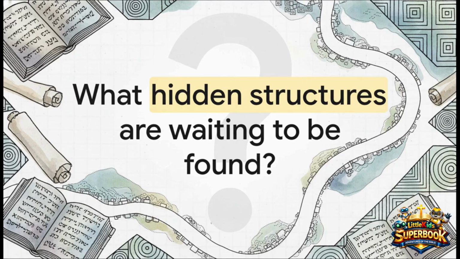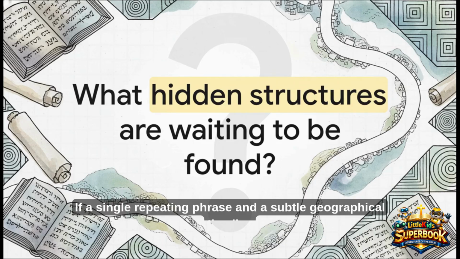So I want to leave you with this final thought today. If a single repeating phrase and a subtle geographical timeline can so beautifully link Genesis all the way through to Numbers, what other brilliant literary patterns are hiding in plain sight, just waiting to be found? Keep that in mind the next time you explore these incredibly rich texts.